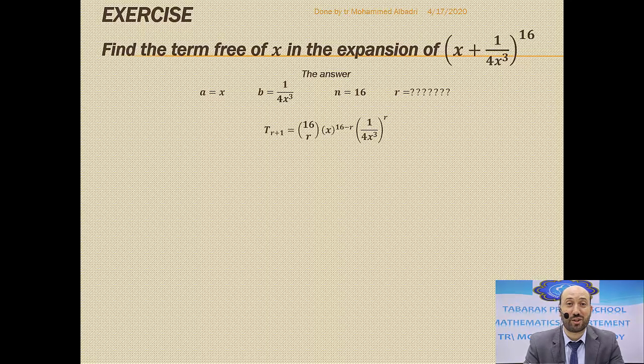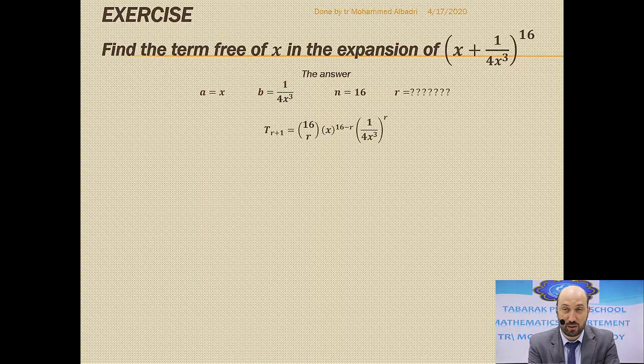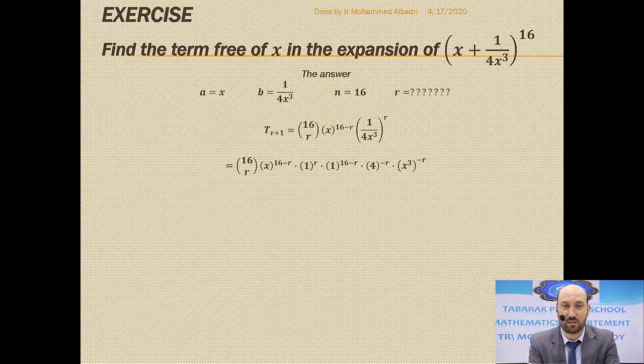And the same idea here, and the most difficult step here, we have to separate the coefficients. Here we have the first term x. It's easy now, we don't have any number with x. But the second term, 1 over 4x^3, we have 1 over 4, and we have x^3. We have to separate them. So how could we separate them? Here we have the next step.